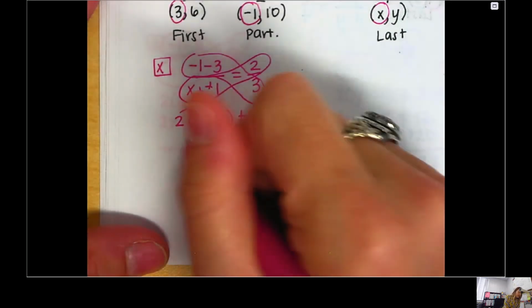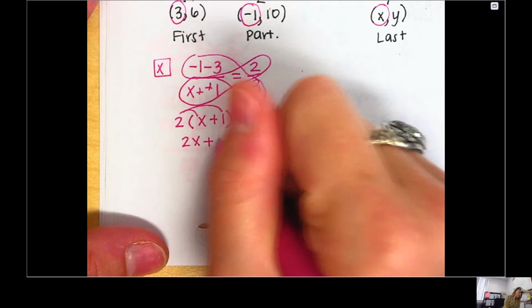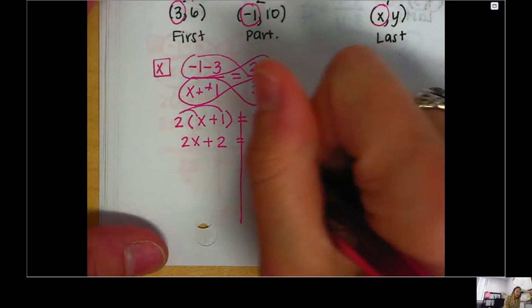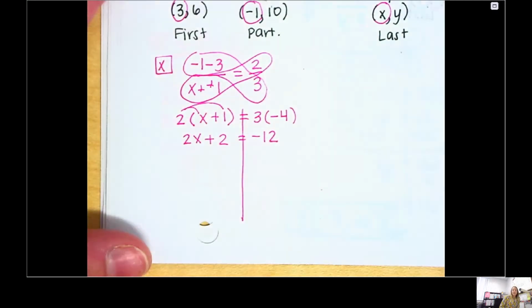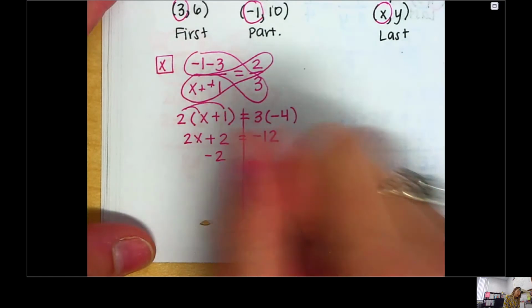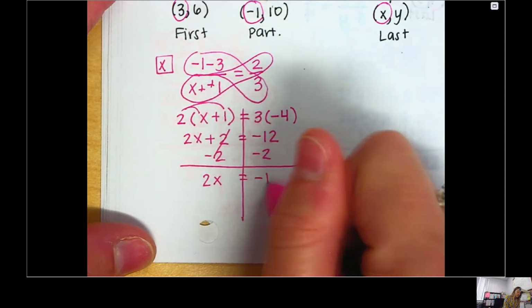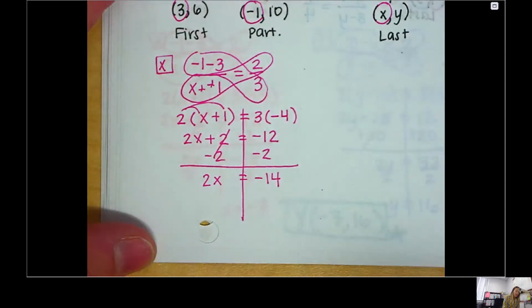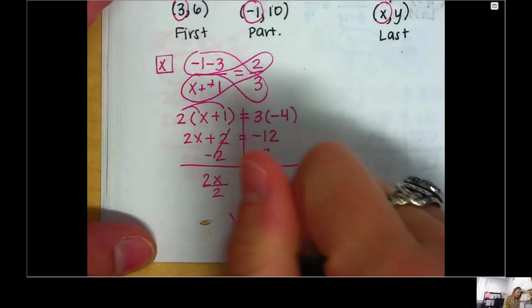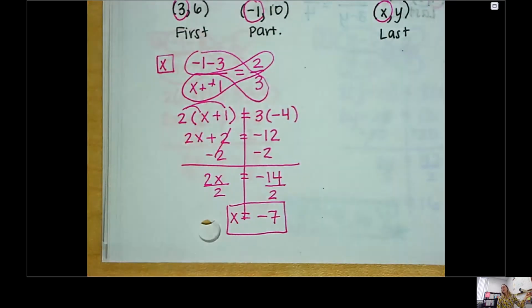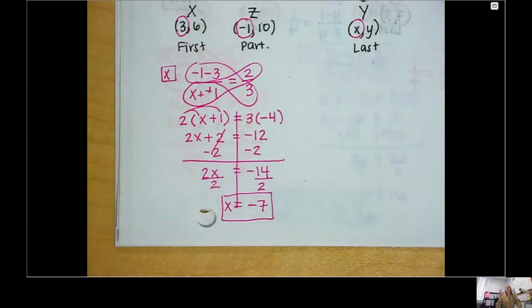2 times x is 2x. 2 times 1 is 2. 3 times -4 is -12. Now it should look way easier. I'm going to subtract the 2 on both sides. I get 2x equals -14. And then my final step, divide by 2. X equals -7. Good. I actually like the endpoint ones more, and so do most of my kids, because you get to break it down faster and you don't have to distribute twice.